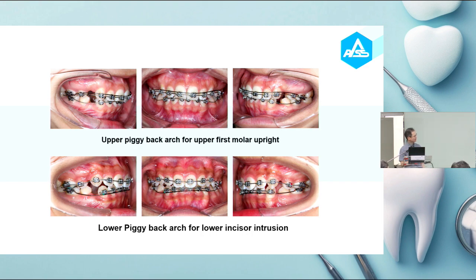In the lower jaw, we can see we use canine to canine segmental nitinol wire to align the lower anterior teeth. Usually we use the piggyback arch in the lower arch to open the deep overbite, to intrude the lower incisors.